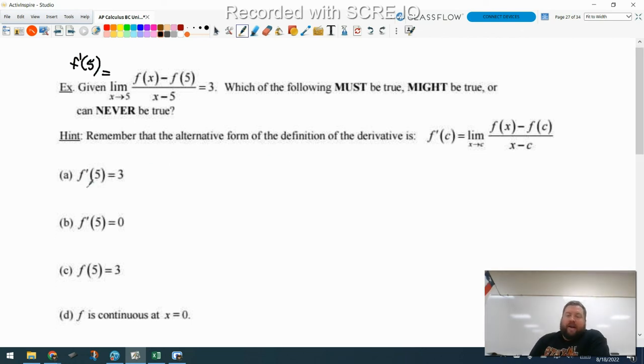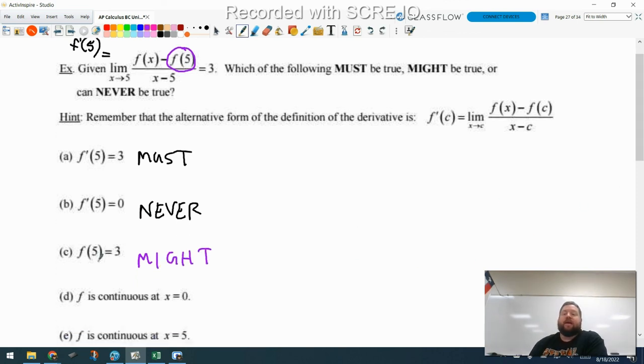All right, so part A says f prime of 5 is equal to 3. Well, f prime of 5 is equal to this limit. This limit's equal to 3. I'm going to go with a must right there. Second one says f prime of 5 is equal to 0. Well, we just said f prime of 5 is equal to 3, so that must be never. f of 5 is equal to 3. So I do see an f of 5 up here, but we don't know what it is. Could it be equal to 3? Could be. Must it be equal to 3? No. So this one's going to be a might.